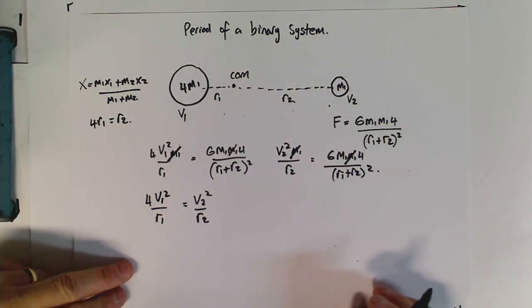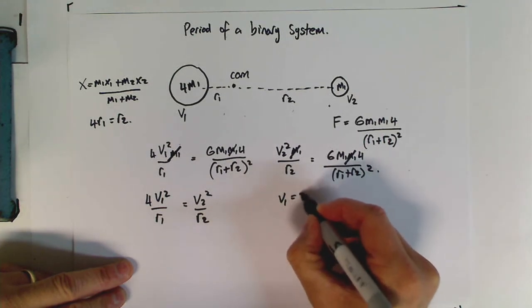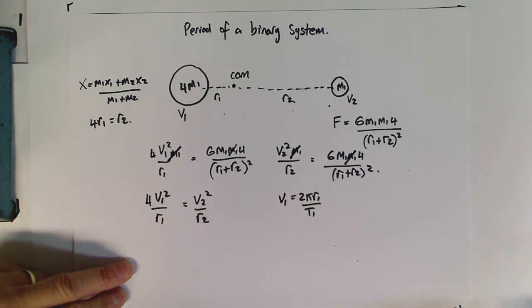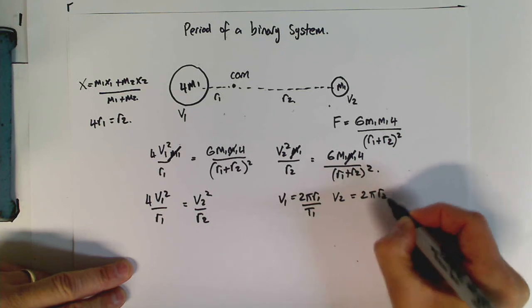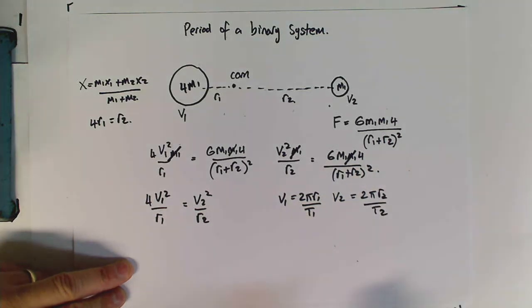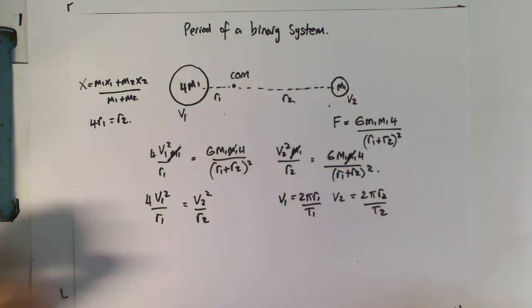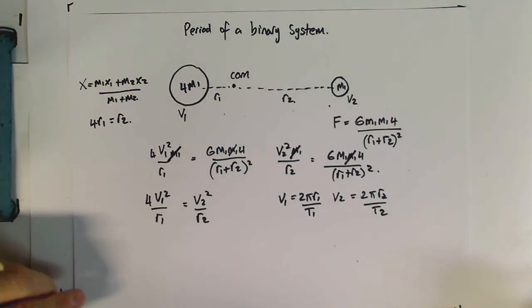Now, if we have a look at v1 and v2, we can write v1 equal to 2 pi r1 all over t1. You could say v2 is equal to 2 pi r2 all over t2. At this stage we're saying t1 is the period for the body on the left and t2 the period for the body on the right to rotate about that center of mass. We're saying they might be different, so we'll call them t1 and t2, but hopefully we'll see that they're the same.